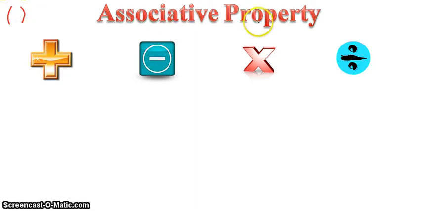Now, the associative property says that there are certain operations, either add, subtract, multiply, or divide, in which you can change who is grouped together and you will still get the same result. So let's do a quick experiment here and just test out the numbers to see which operations that's true for. So let's start with adding.